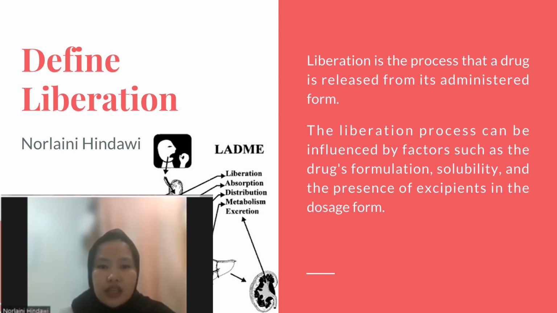The liberation phase is one of the key steps in the pharmacokinetic profile of a drug and is often the first step in the process. It involves the breakdown or dissolution of the drug from its dosage form, which can vary depending on the drug's formulation. The efficiency and speed of drug liberation can significantly impact the overall pharmacokinetics of a drug, as it determines how quickly the drug becomes available for absorption. Factors such as the drug's formulation, solubility, and the presence of excipients in the dosage form can influence the liberation process.